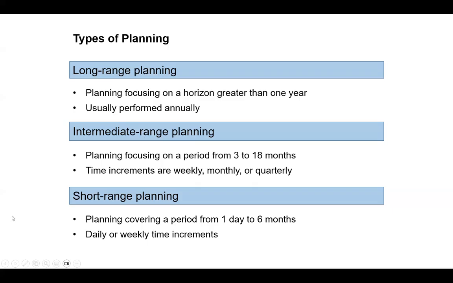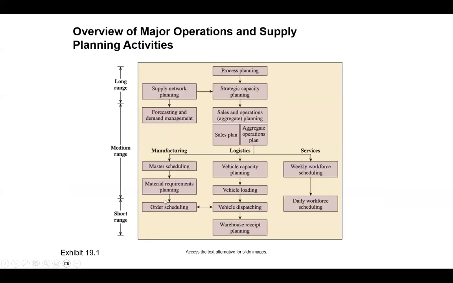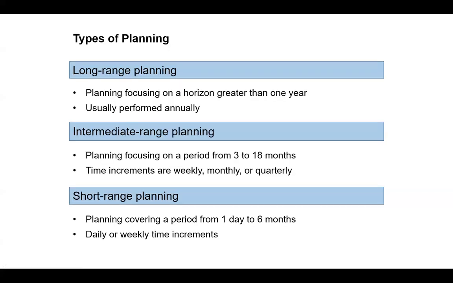And short range is for a short time, so it's weekly, monthly, or daily. Most of the short range planning we discuss here is the daily schedules for people and production. You need to make really detailed schedules for specific equipment or for the employees to work daily. So this is what we have.